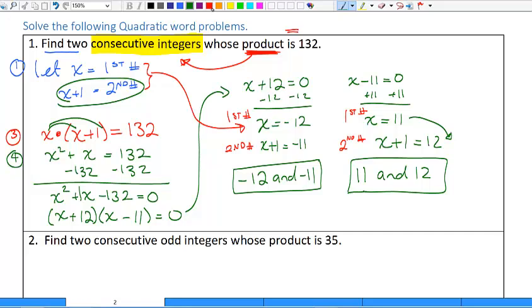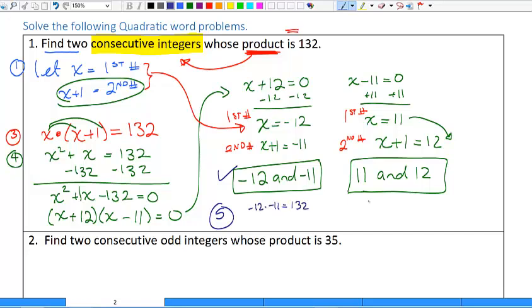Now, step 5 tells you to check with the words. Well, there's no inches or years or pennies or whatever we're talking about. We're talking about numbers. These are sufficient answers, but let's go ahead and check. When I go back and read with the words, find two consecutive integers. Are these consecutive integers? Yep. Do they multiply to positive 132?